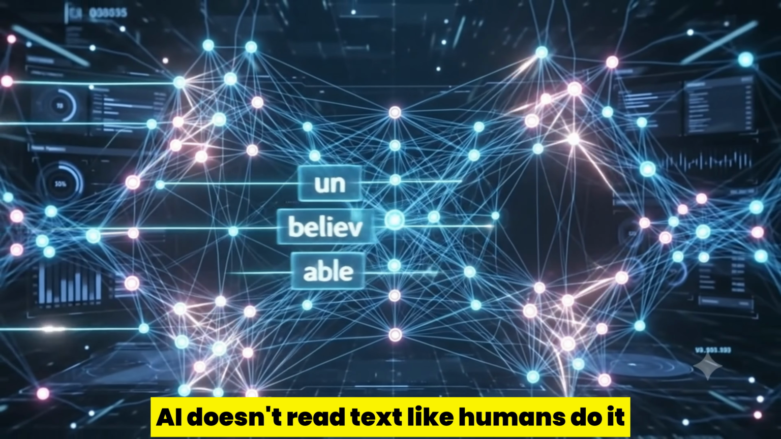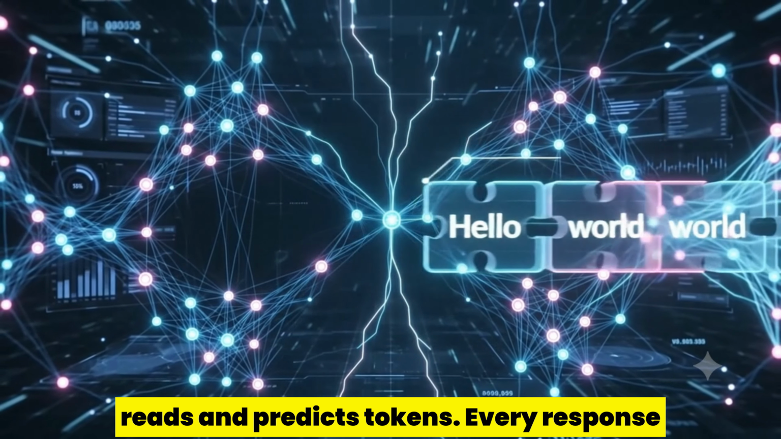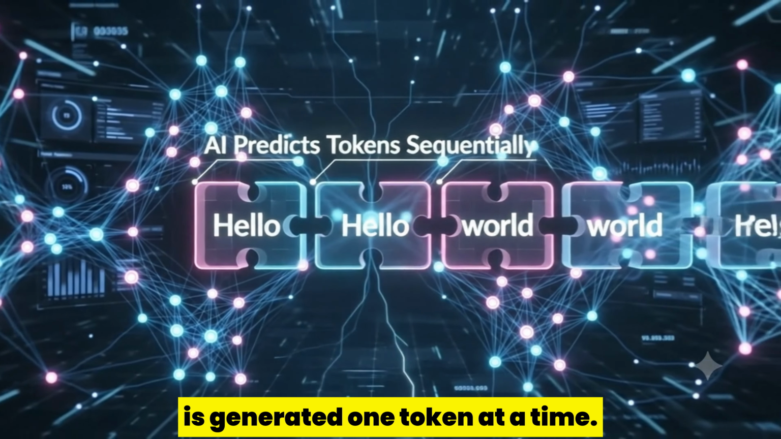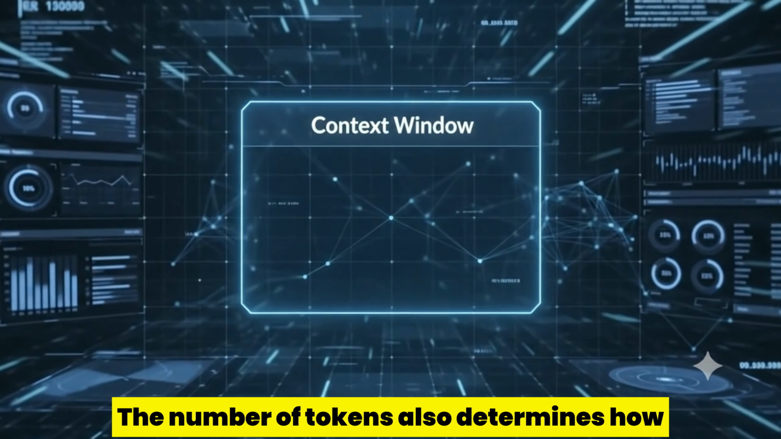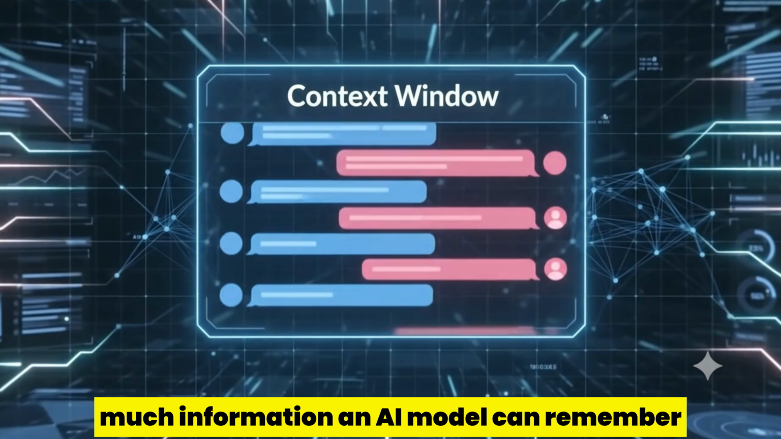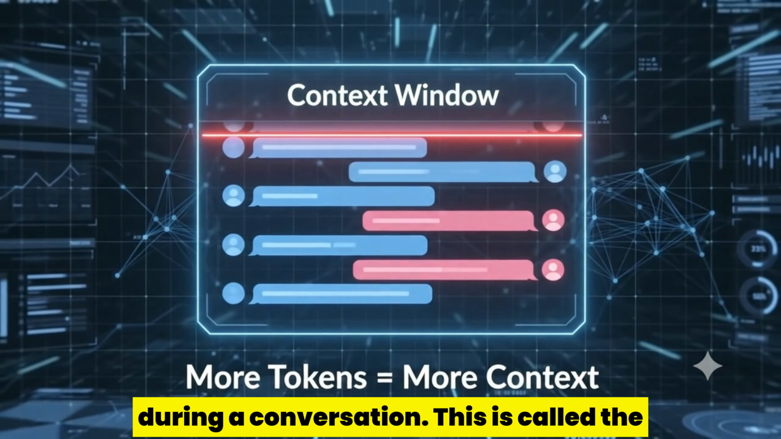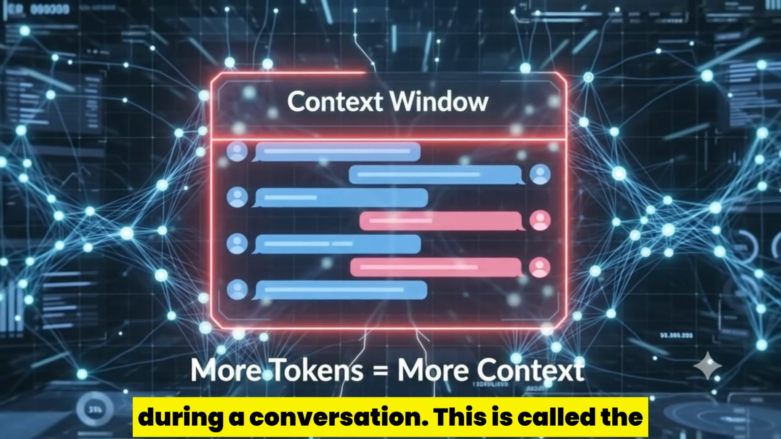AI doesn't read text like humans do. It reads and predicts tokens. Every response is generated one token at a time. The number of tokens also determines how much information an AI model can remember during a conversation. This is called the context window.